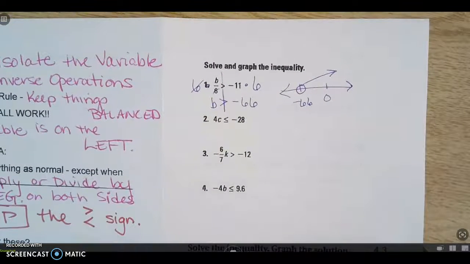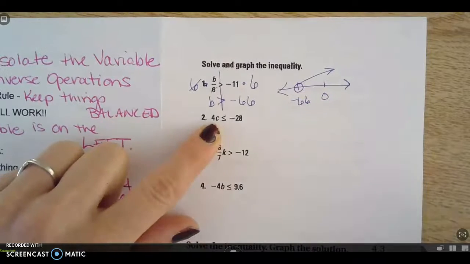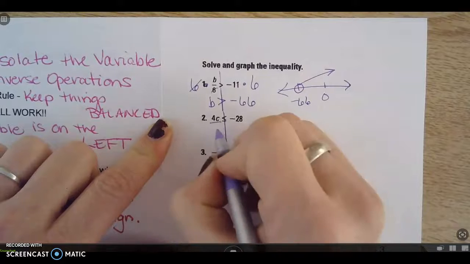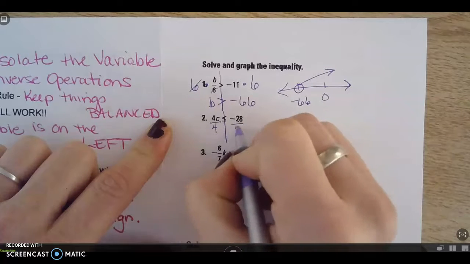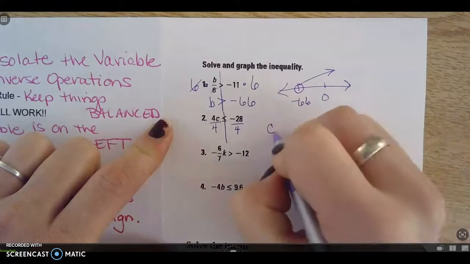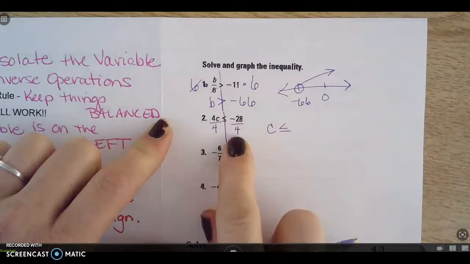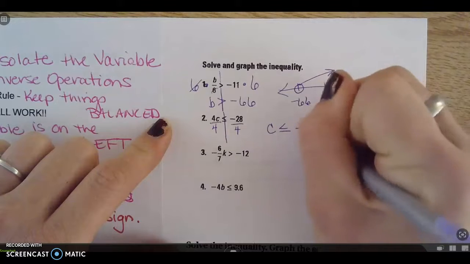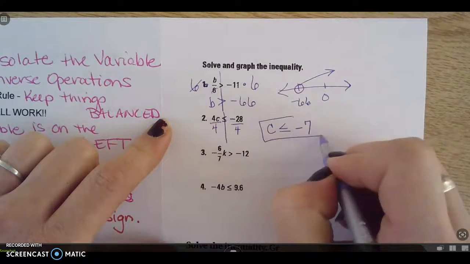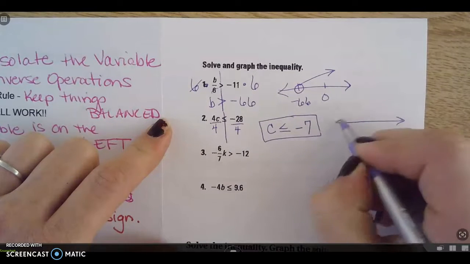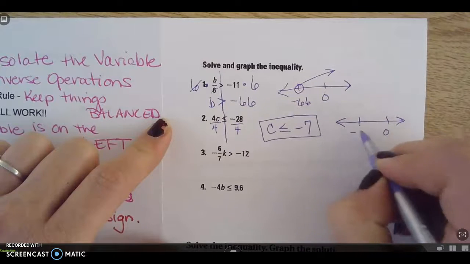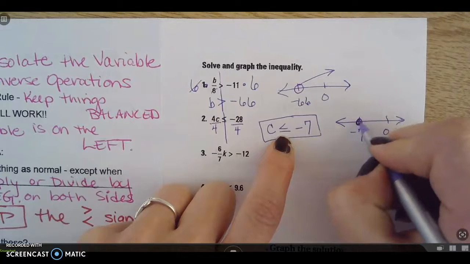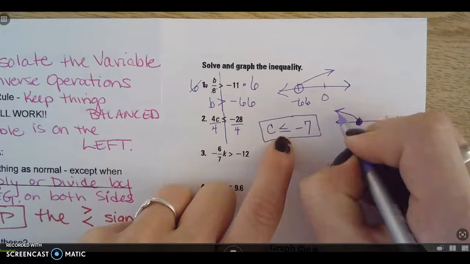Okay, that's number 1. Number 2, trying to get c by itself. So draw the line down the middle. C is being multiplied by 4, so I'm going to divide by 4 on both sides, keep everything balanced. And I get C is less than or equal to, and this gives me negative 28 divided by 4, negative 7. So that's my solution. And then the graph, right, I got 0, negative 7, and it's going to be a closed circle for less than or equal to, closed circle, arrow to the left.